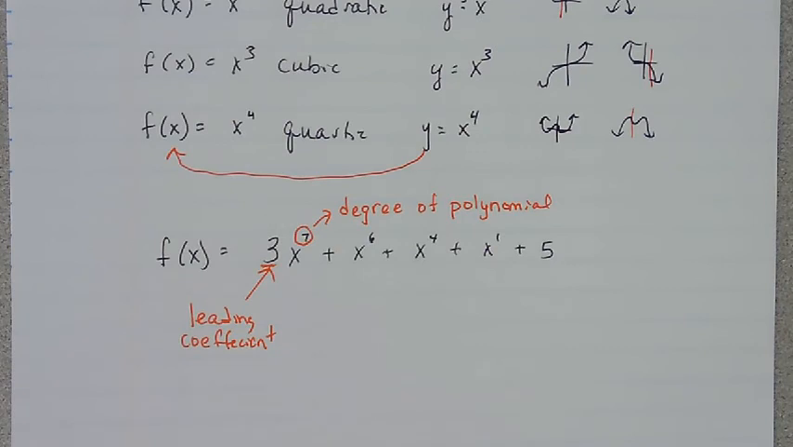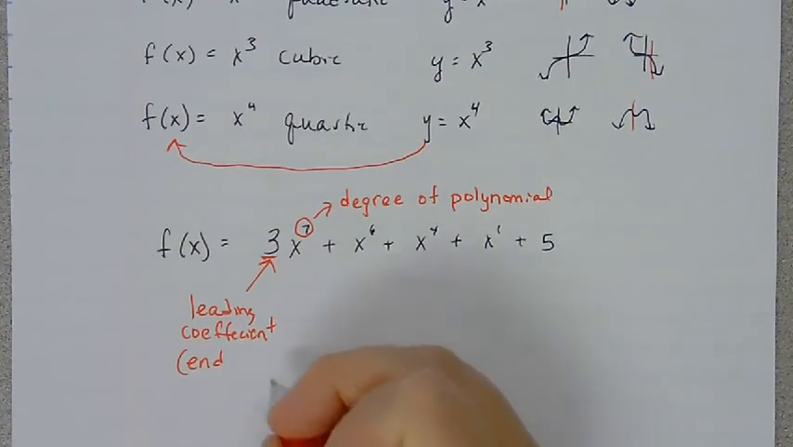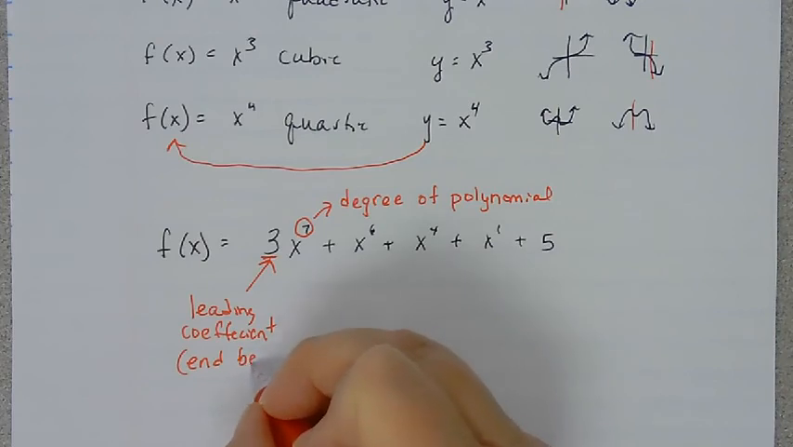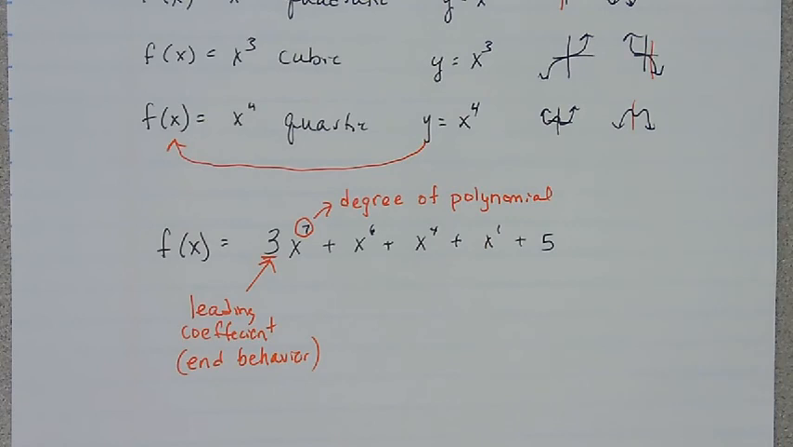whether it opens up or down, if it's wide or narrow, or what its end behavior is going to be. And I'll talk about that in just a minute. So let's go ahead and write here the new thing that we know. This number is going to tell us about our end behavior. And I'll explain what that means in just a moment.